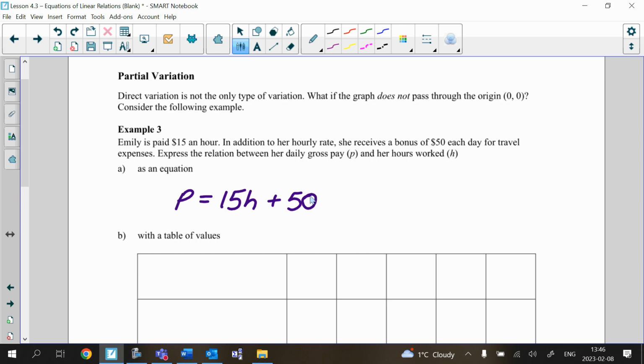So we did it using an equation. This is doing it using words. Table of values, very similar to what we did before. Hours worked. Gross pay.